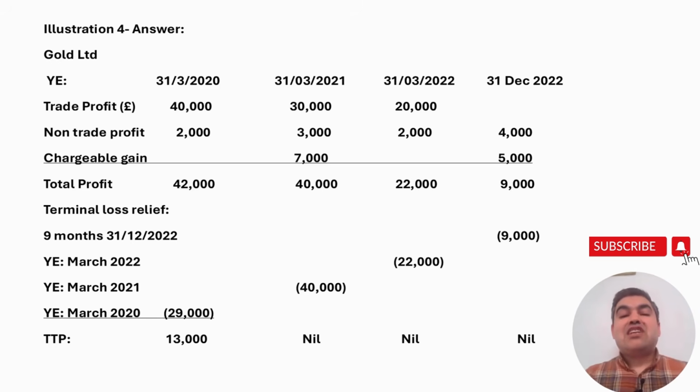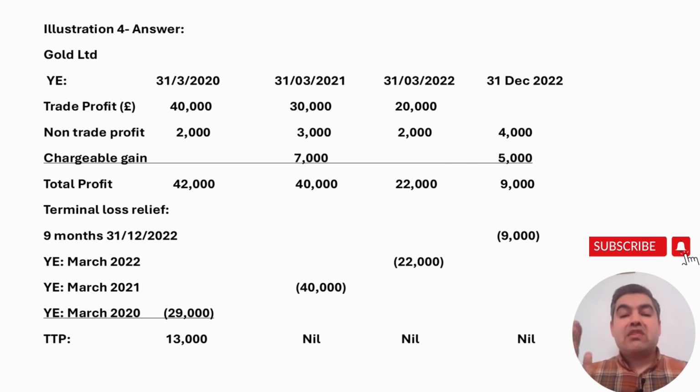Then we come to the final period. You will deal with this in the last stage. Add the total profit, which is 42,000. However, we are left only with the trading loss remaining from 31st December. We use it against the current accounting period. Then we use a part of it against 31st March 2022.